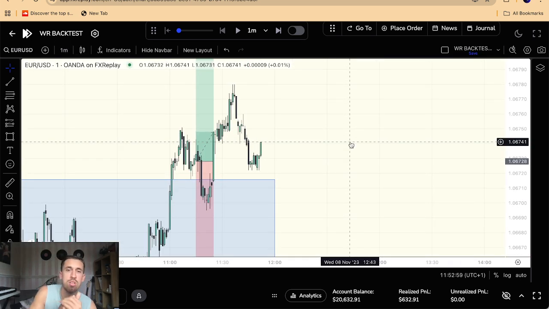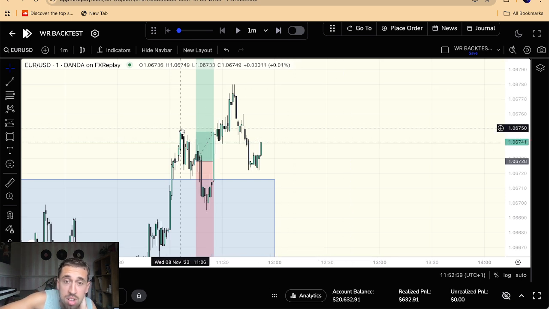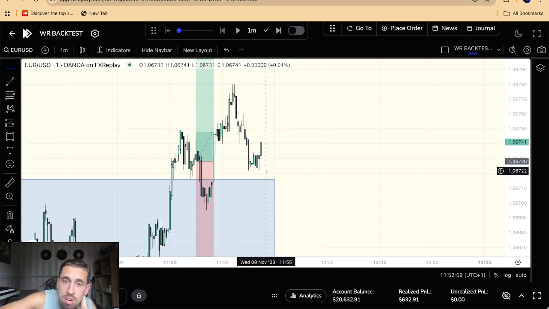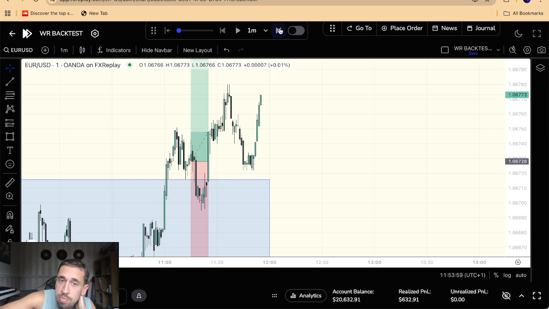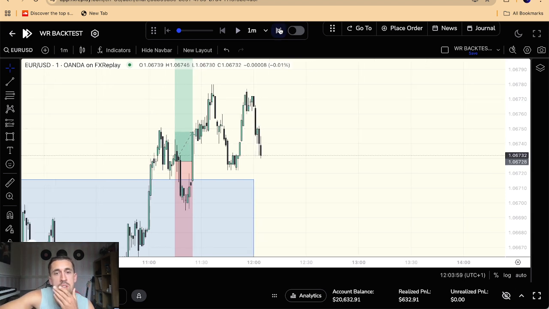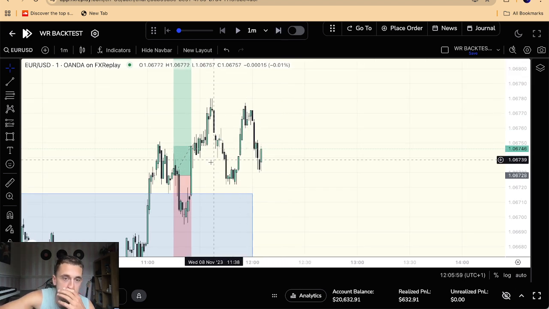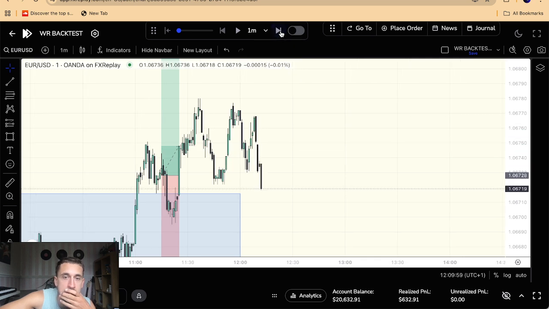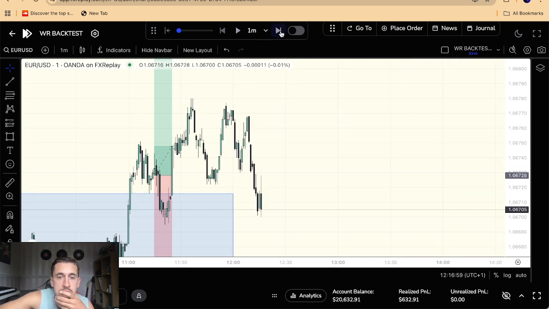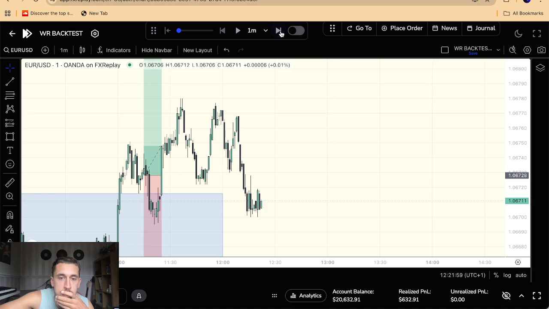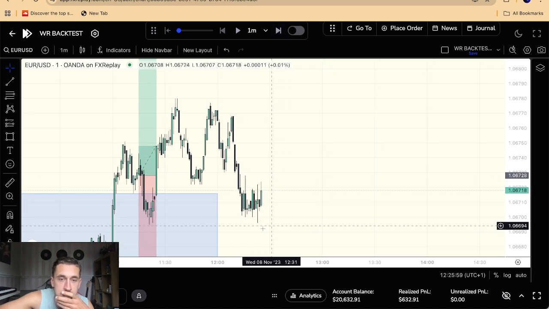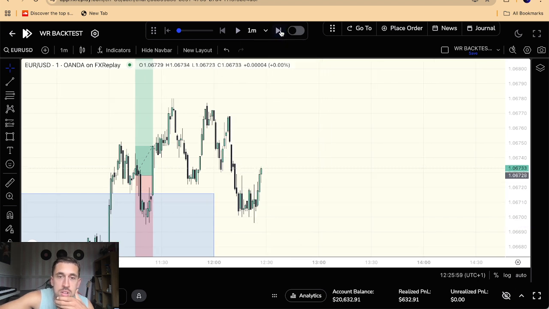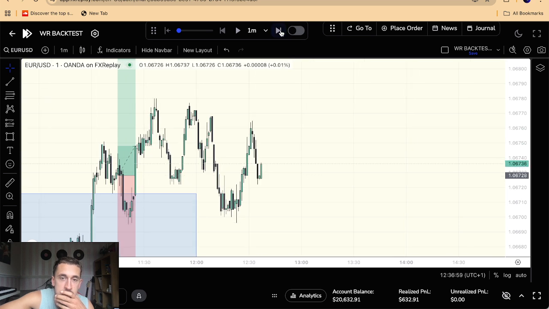Okay, I don't want to get too ahead of myself here, to be honest. It does look good, but I wouldn't take it. Just because there's a lot of gaps to fill. So maybe if we take some bigger liquidity. We haven't took that low yet, so I still wouldn't take this.